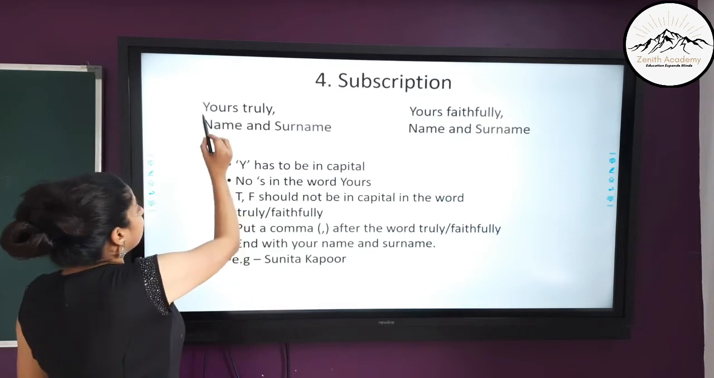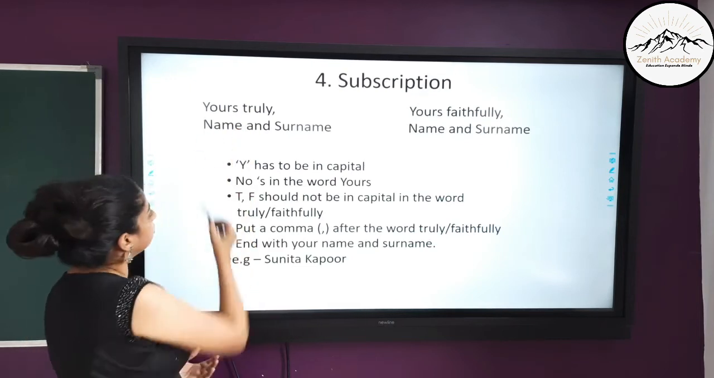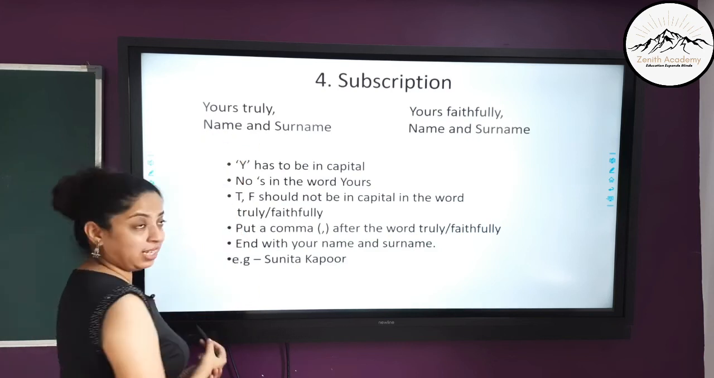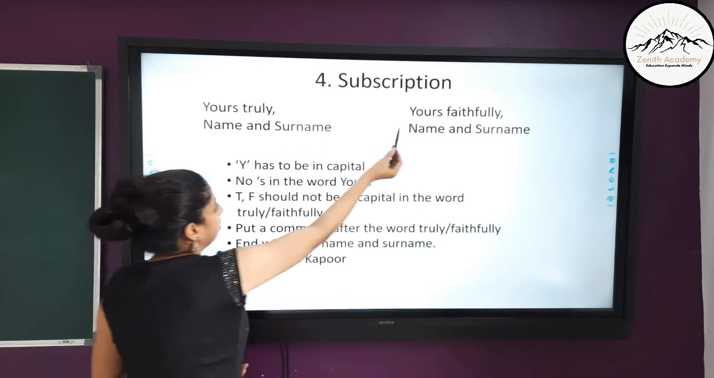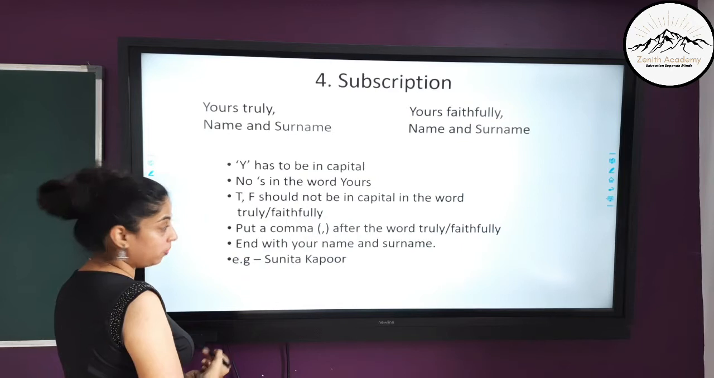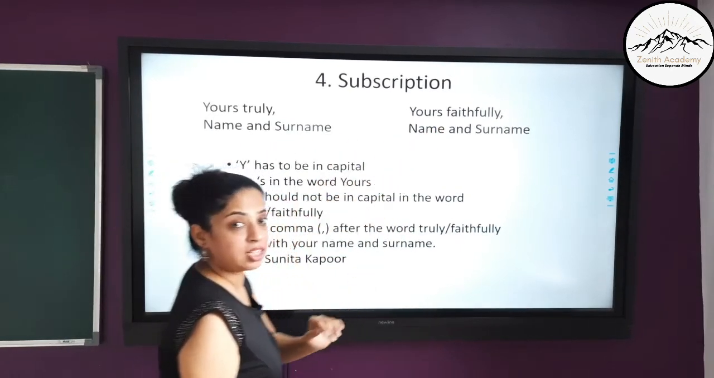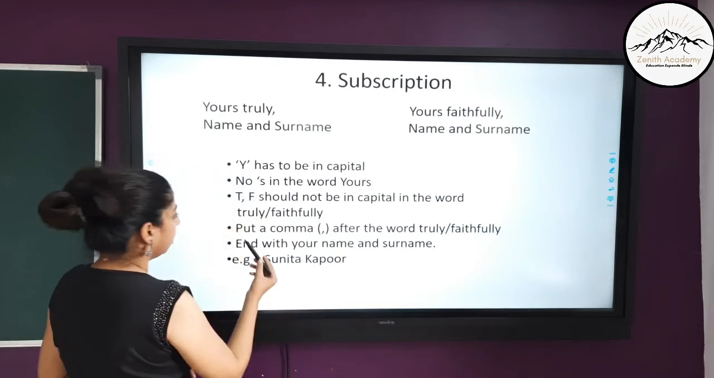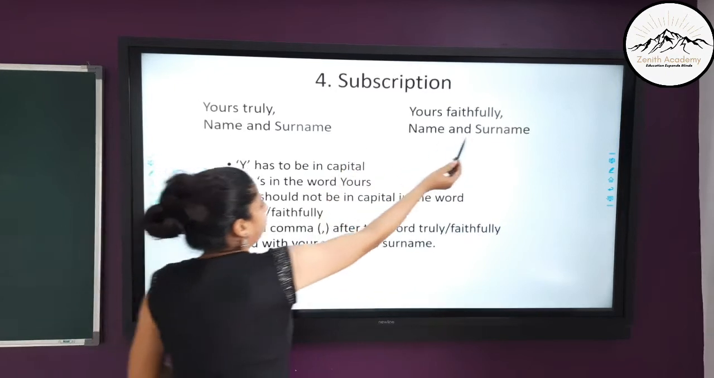Then there should not be any apostrophe S in yours. You should simply write Yours like this. So let's revise. Y has to be in capital here, and here you can see no apostrophe S in the word yours. The T and F of the words truly and faithfully have to be in small letters. Put a comma after the word truly or faithfully, so there has to be a comma here.